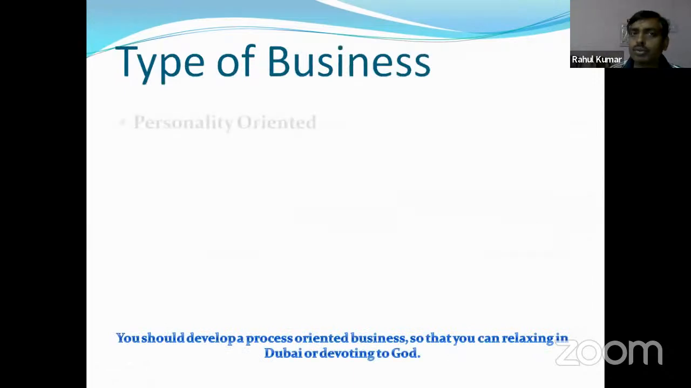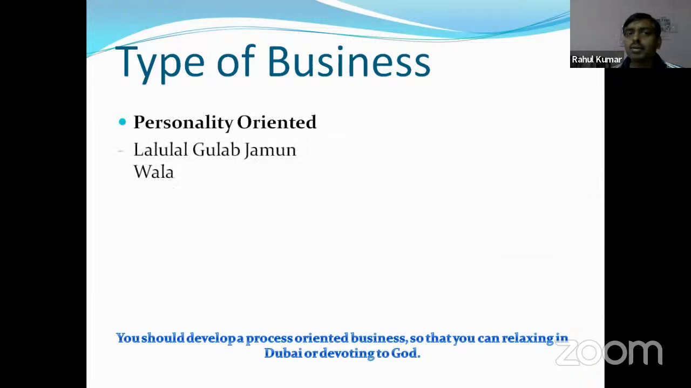So here we are going to discuss types of business. The first is personality oriented. That kind of business indicates Lallu Lal Gulab Jamun Wala, a burger merchant, Gupta Burger Wala. These types of businesses are said to be personality oriented. If Lallu Lal is not there in the shop, that means on that particular day the Gulab Jamun is not being prepared. If Lallu Lal is sick, on that day also Gulab Jamun is not being prepared and not being served to their customers.